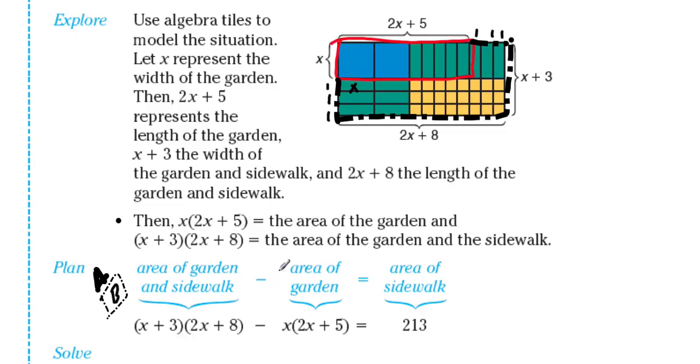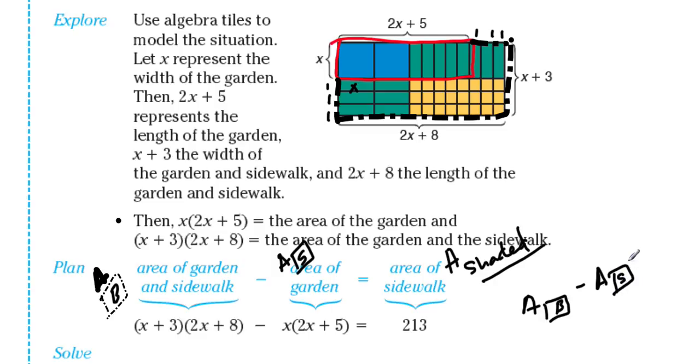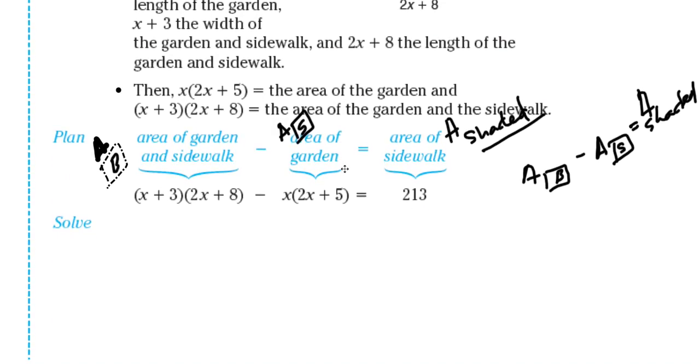And this becomes the area of our small rectangle, and this becomes the area of our shaded region. Remember this? Hope you do. So what we did before was that we got the area of our big rectangle, so we subtracted the area of our small rectangle to get the area of our shaded region. And this is exactly what we're going to do with our problem. So the area of our garden is x plus 3 times the quantity 2x plus 8.